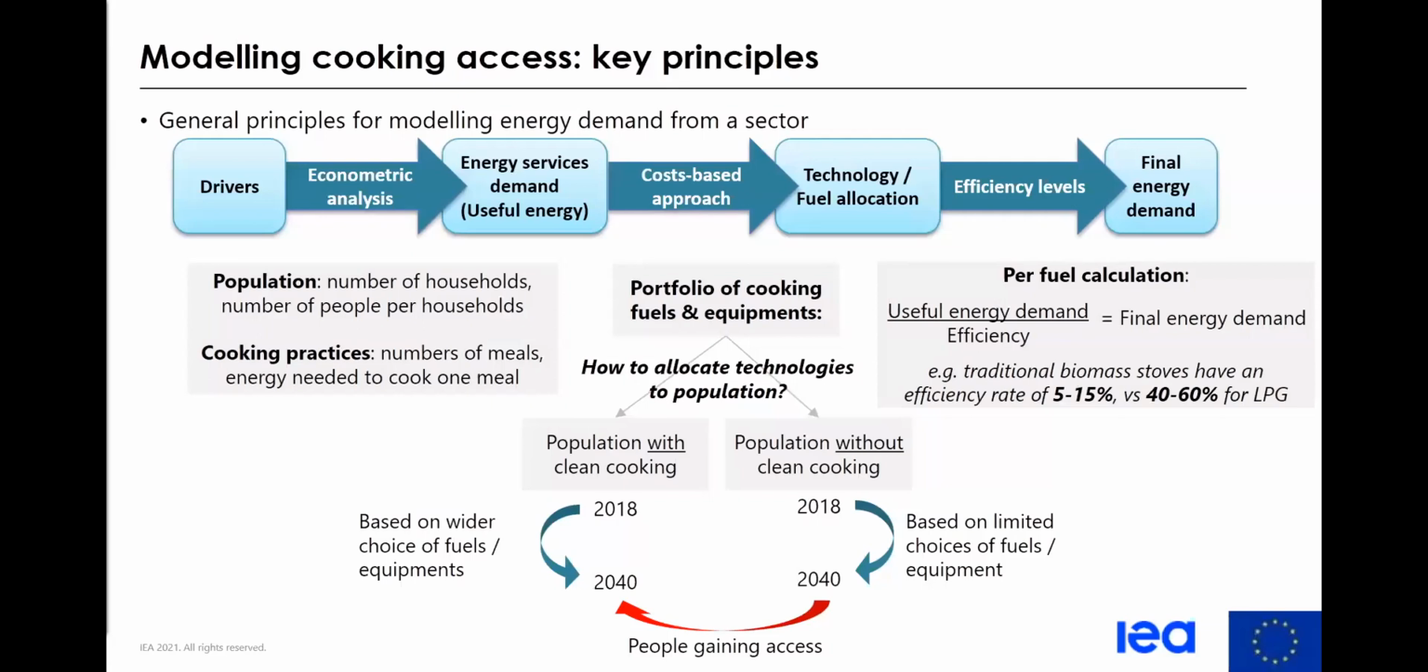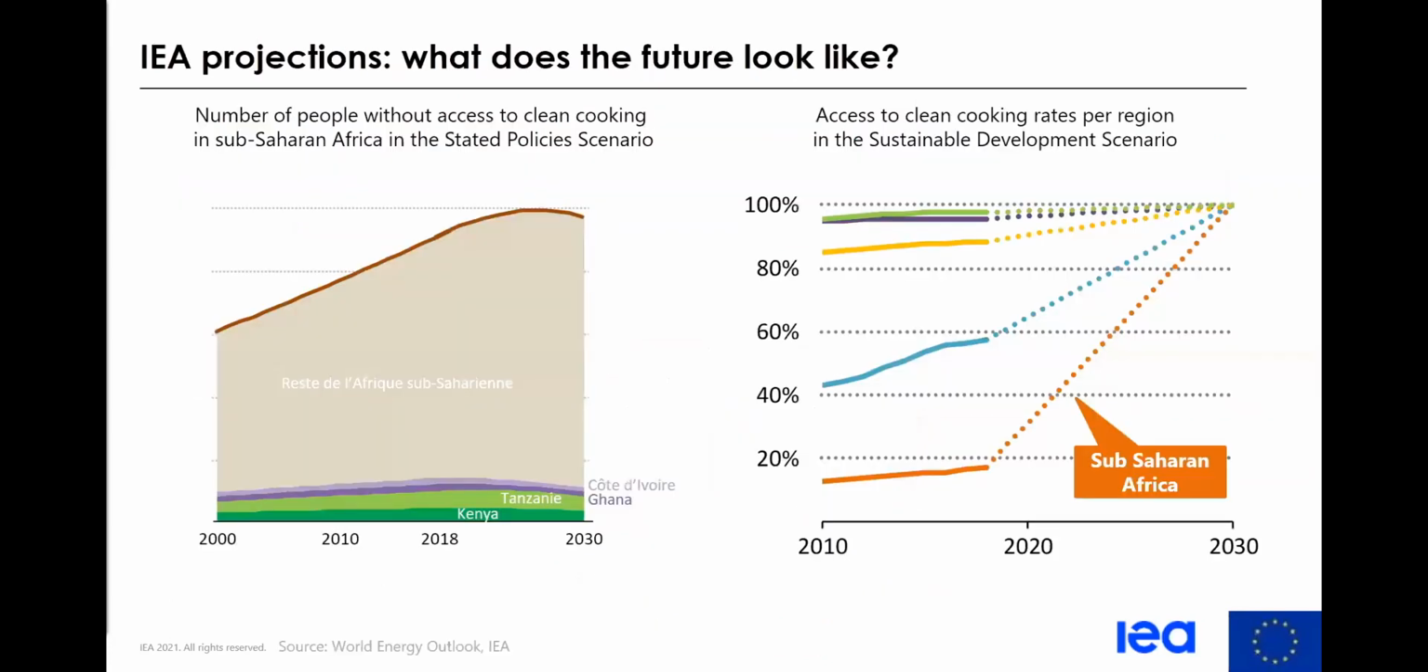So, with policies and market evolutions based on characteristics of each fuel and equipment, and also how and when they will gain access and shift to cleaner fuels and equipment. With all this information, we can derive the number of people gaining access. Let us look at some of the results that the IEA got based on the analysis done.